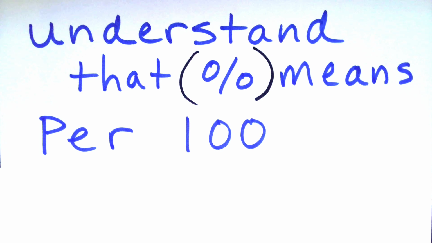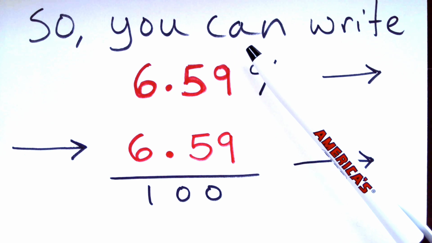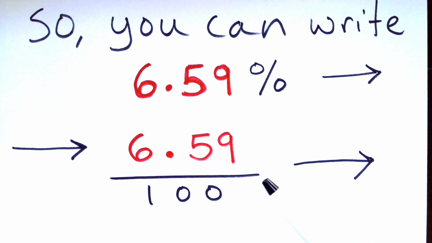Okay, I want to explain a little bit further to understand probabilities. You need to understand that the percent symbol means per 100. So you can rewrite this percentage, 6.59%, or any percent, by eliminating the symbol and then putting 100 in the denominator's place, converting the percentage into a fraction, right? So 6.59, we can round that up to 6.6 out of 100.